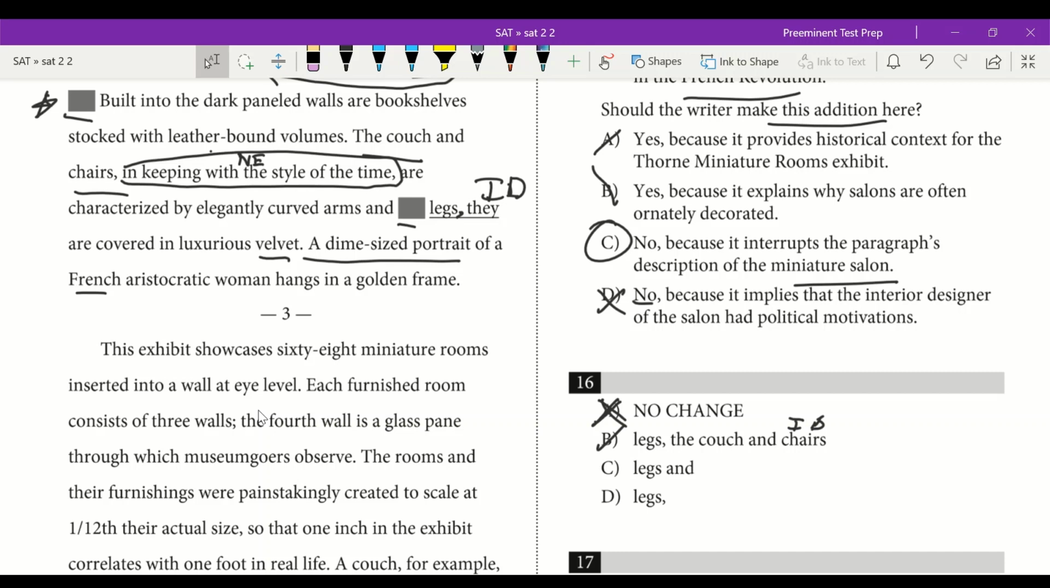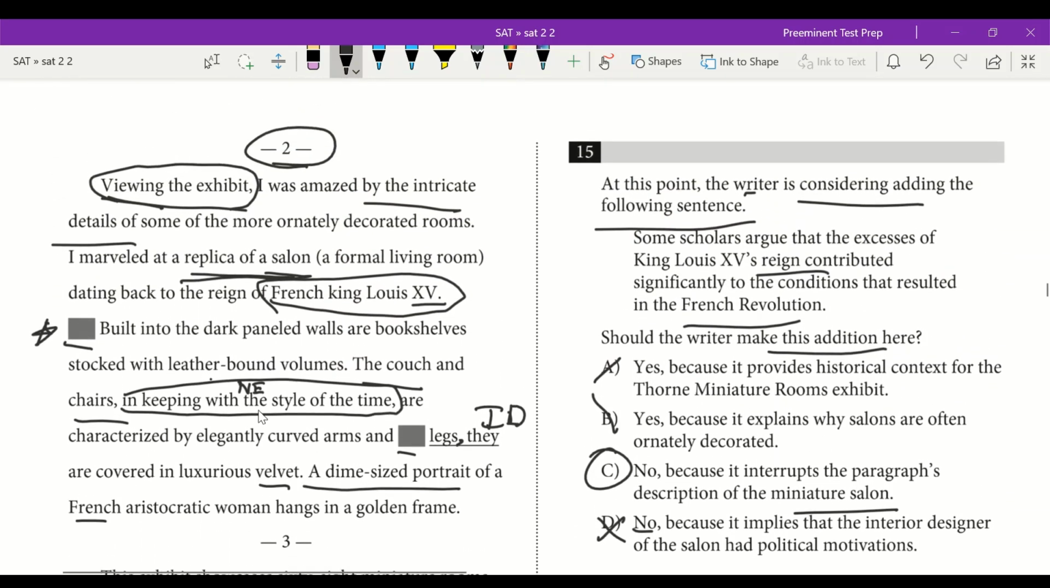But why would we have a comma before that? That just doesn't make sense, right? And we can't just have are covered in luxurious velvet after a comma. So our answer is going to be C. And if we think about it, this makes sense, right? Because we have the couch and chairs are characterized by elegantly curved arms and legs and are covered in luxurious velvet, which works grammatically and it also flows well. It's efficient with the word choice. So C is going to be our answer.